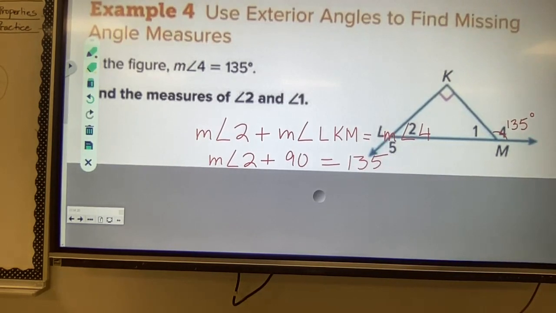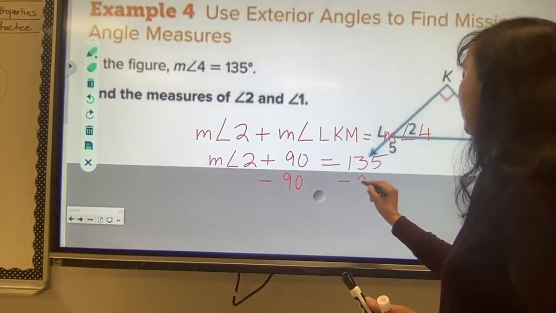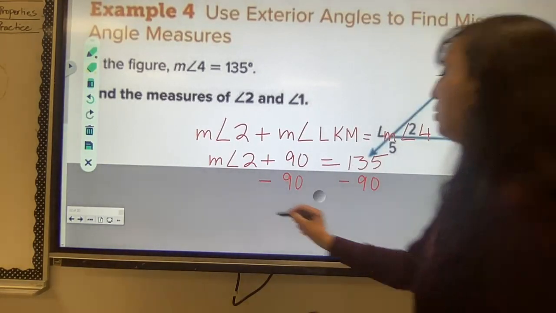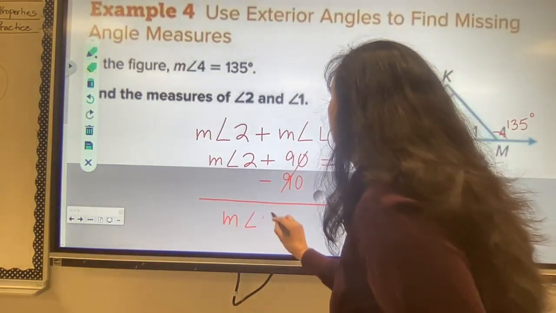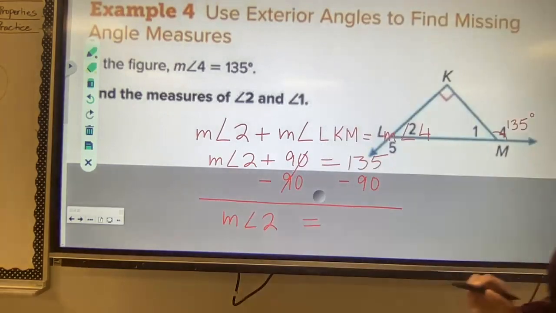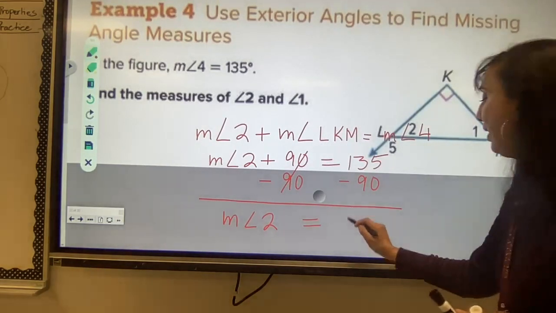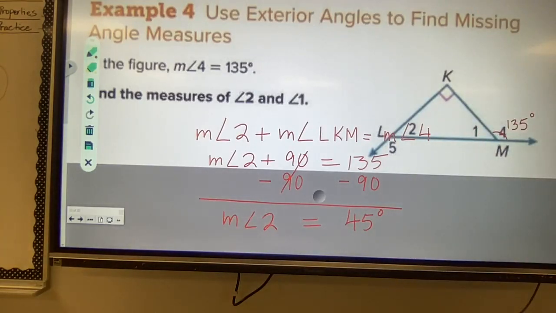When I use the subtraction property of equality, I can subtract 90 from both sides. So angle 2 is equal to 135 minus 90, and I get 45 degrees. Angle 2 is going to be 45 degrees.